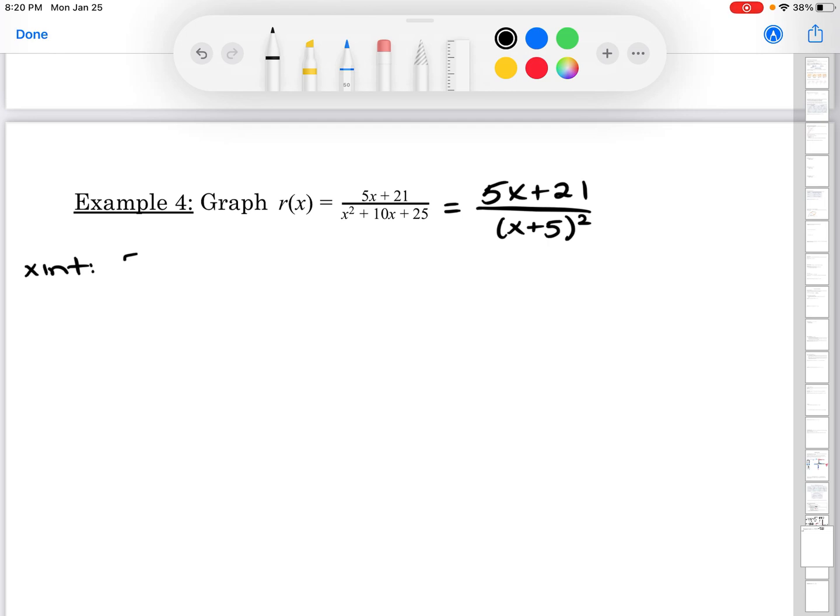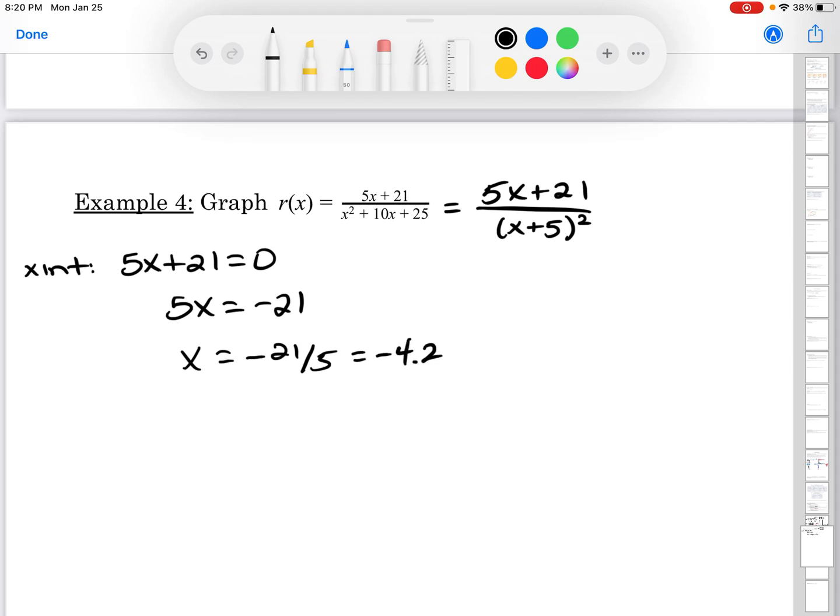So we want our x-intercepts. X-intercepts come from the numerator equaling 0. So 5x plus 21 is 0. We get that 5x equals negative 21, or x is equal to negative 21 over 5. It might be easier to use that as a decimal when graphing. So that's negative 4.2, whatever's easier.